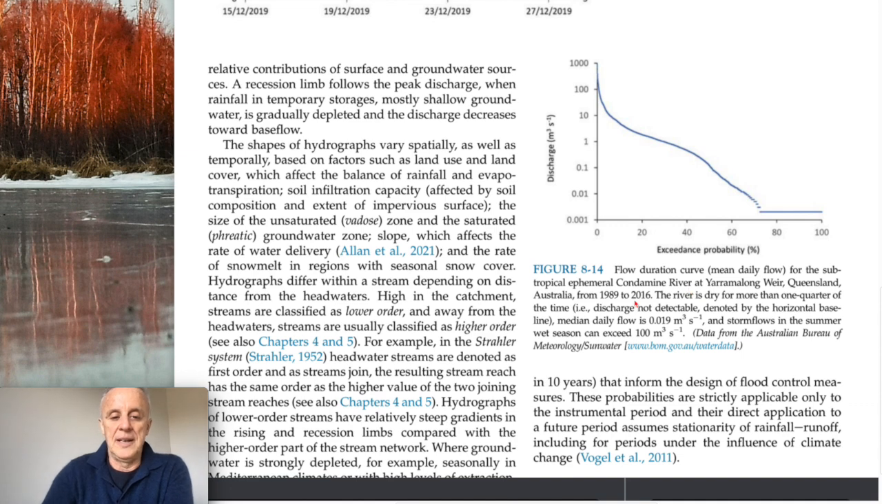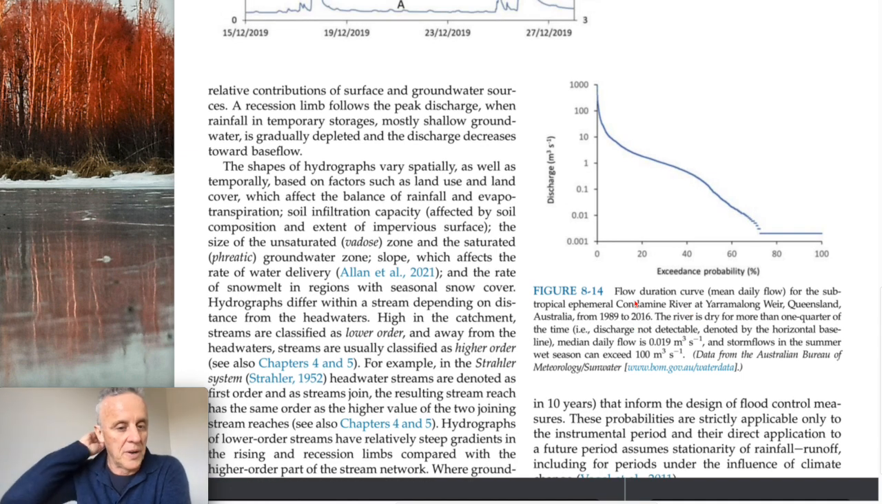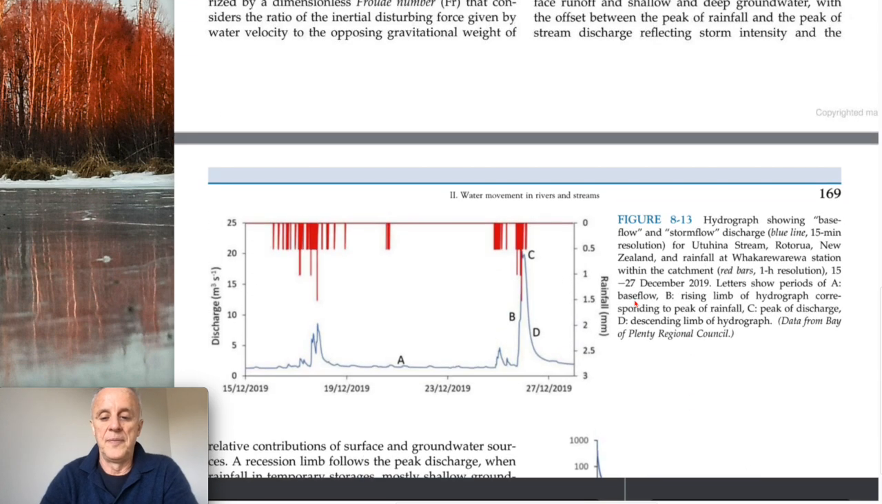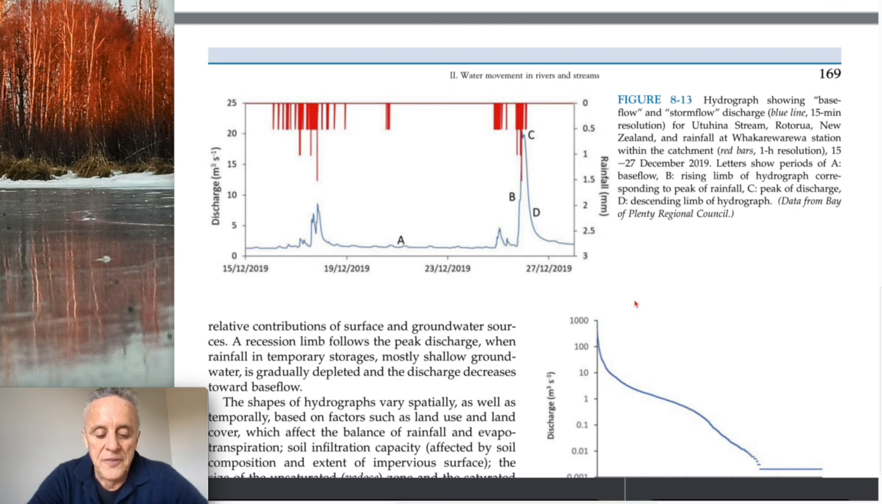A recession limb follows the peak discharge when rainfall in temporary storage, mostly shallow groundwater, is gradually depleted and the discharge decreases toward base flow. So let's look at figure 8-13 here. A hydrograph showing base flow and storm flow discharge, blue line.